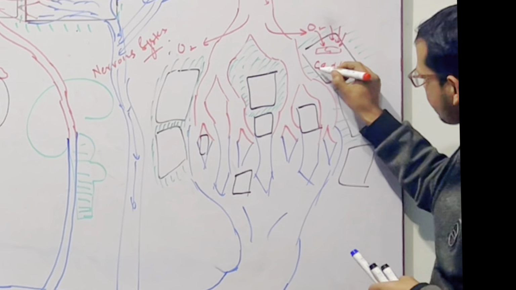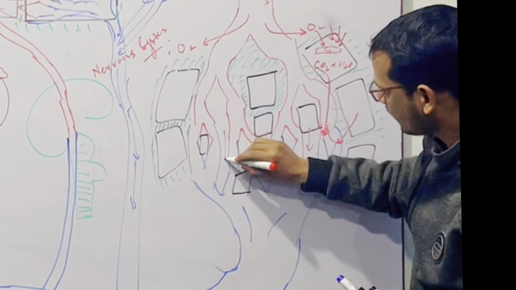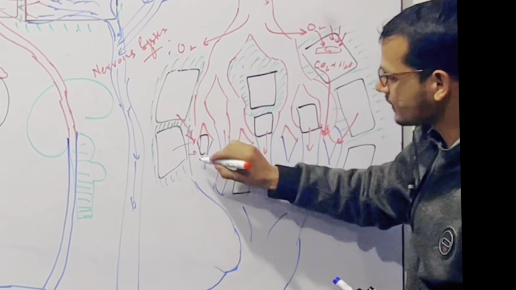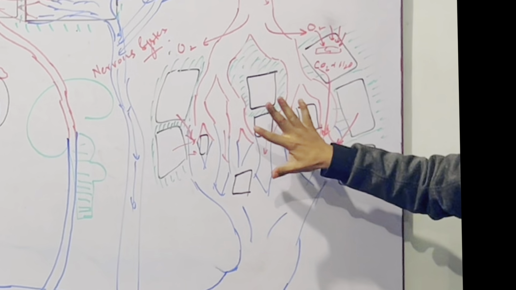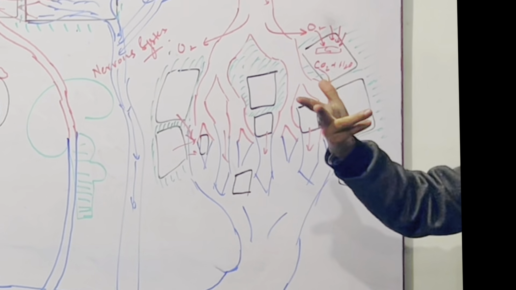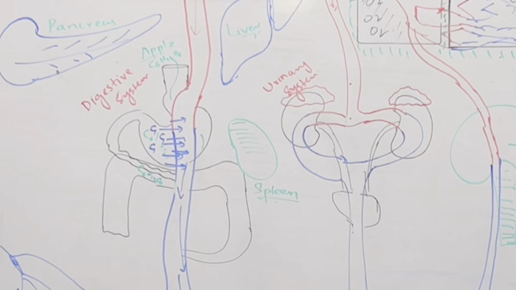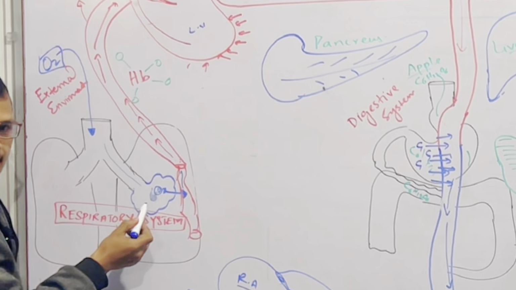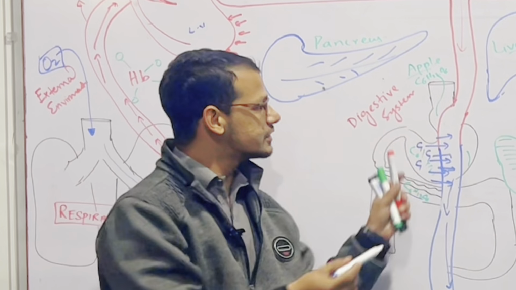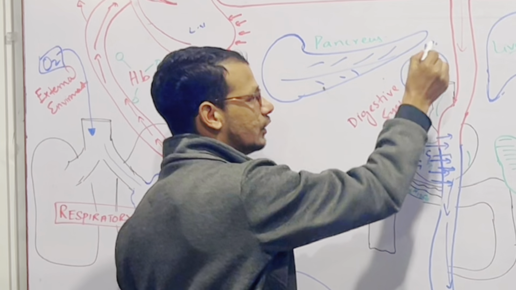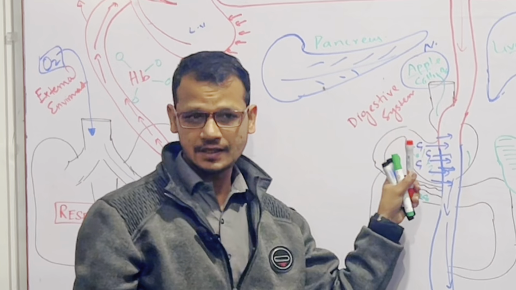Carbon dioxide will go to the blood again, and the blood will become deoxygenated. From here, this is intake. We will go for removal also, but the first one, the taking of oxygen, is the function of the respiratory system. The intake of nutrients, glucose being a nutrient, is the function of the digestive system.